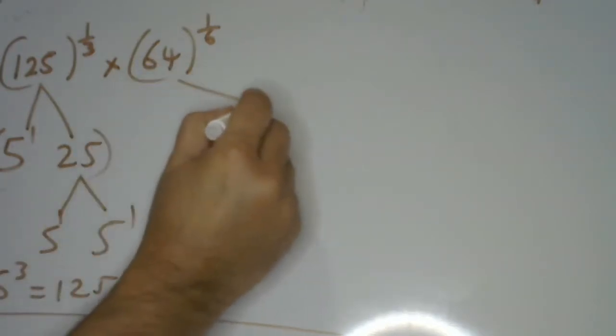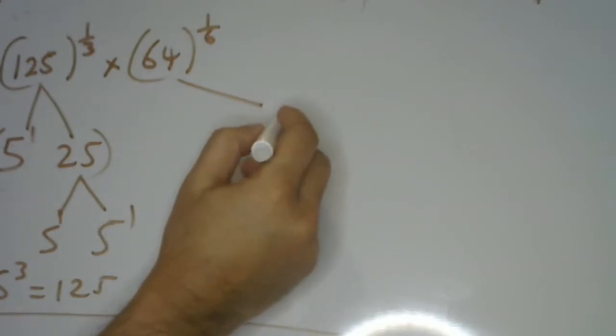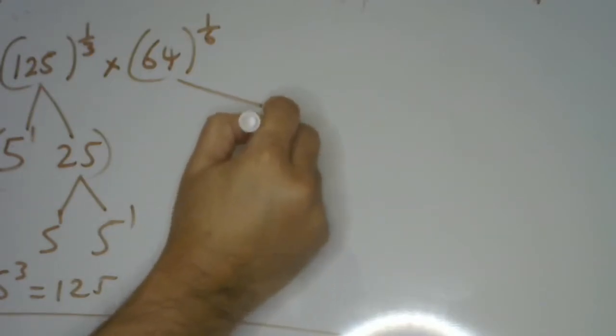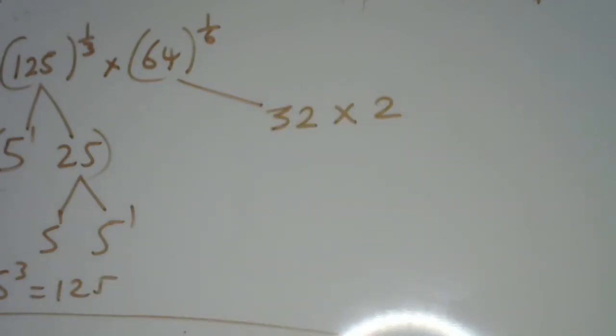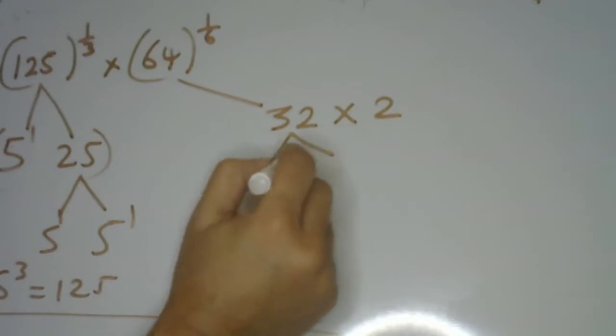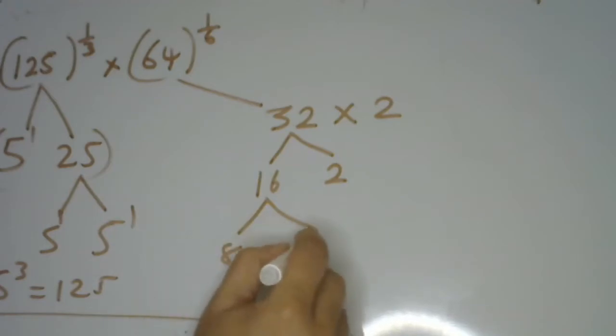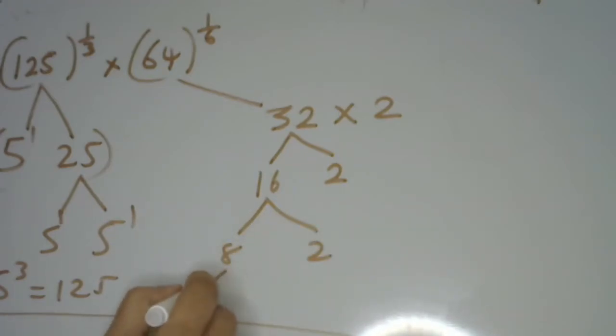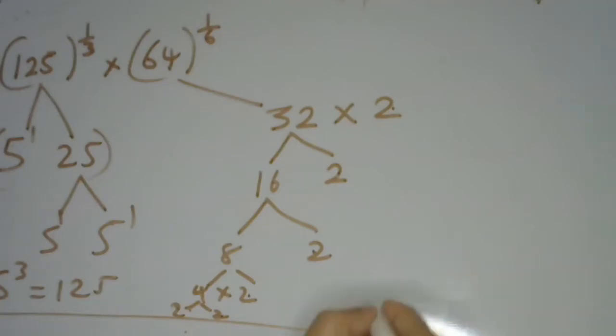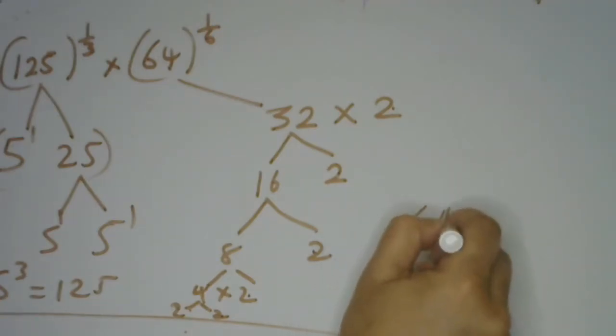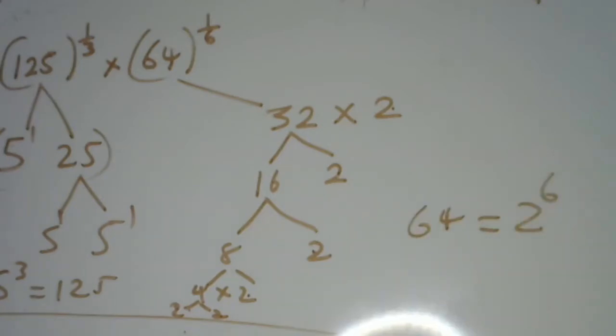What about 64? This is the same as 32 times 2. This is the same as 16 times 2, which is 8 times 2, which is 4 times 2, which is 2 times 2. So 1, 2, 3, 4, 5, 6. 64 is the same as 2 to the 6th power, because you just break it down.